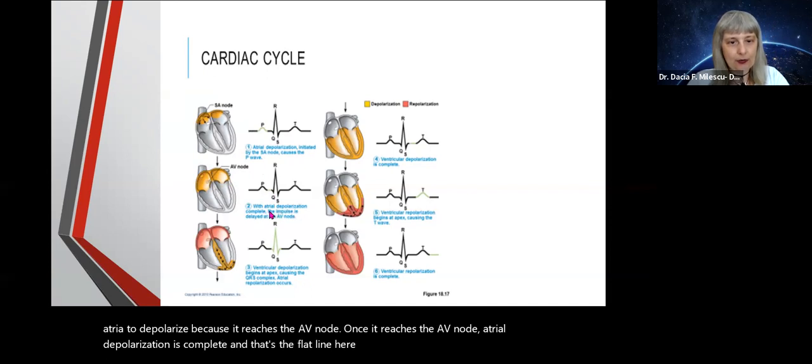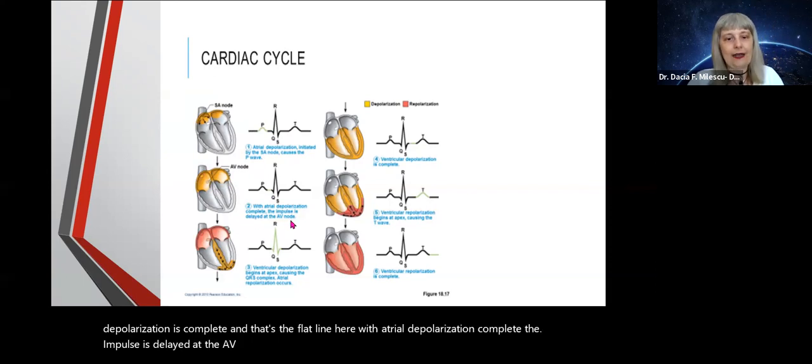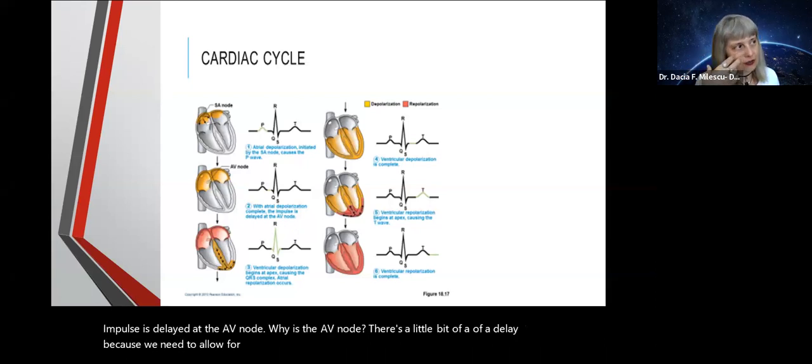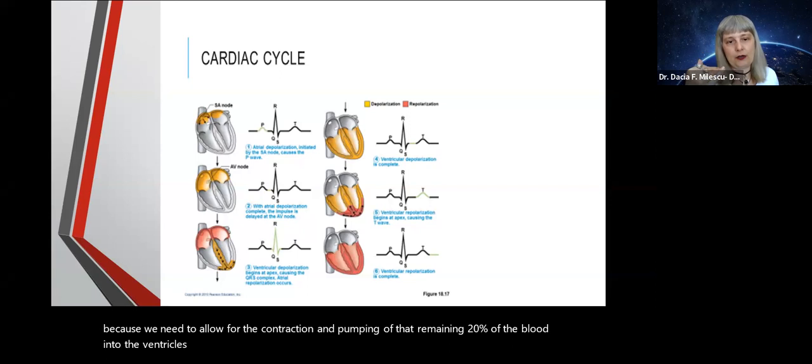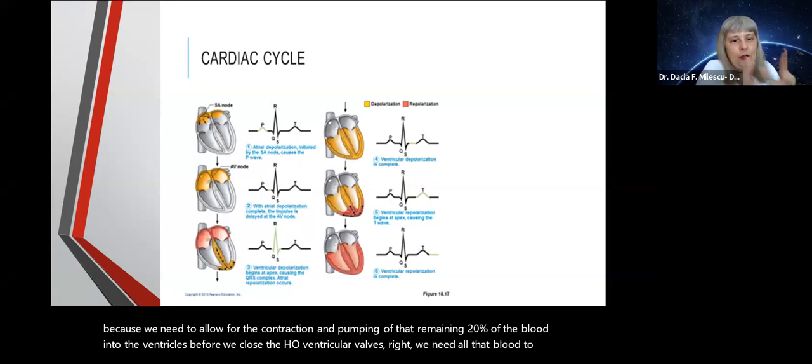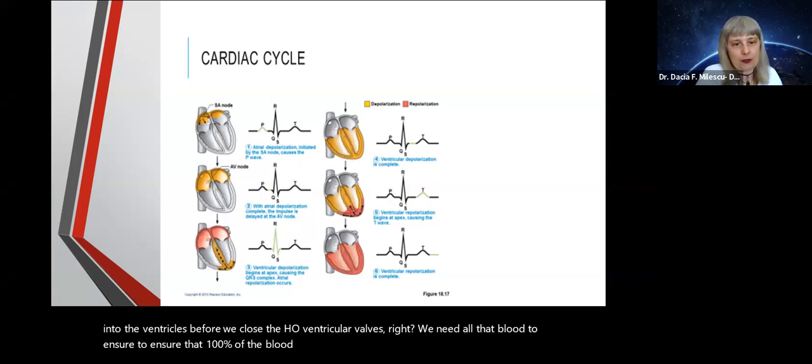With atrial depolarization complete, the impulse is delayed at the AV node. Why is there a delay at the AV node? There's a little bit of a delay because we need to allow for the contraction and pumping of that remaining 20% of the blood into the ventricles before we close the atrioventricular valves, right? We need to ensure that 100% of the blood is in the ventricles before we initiate the further depolarization.